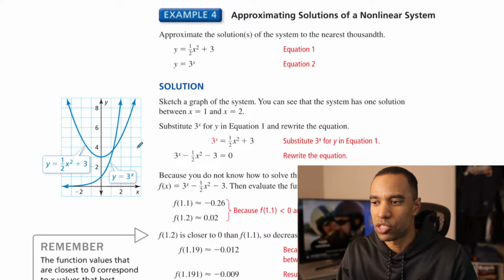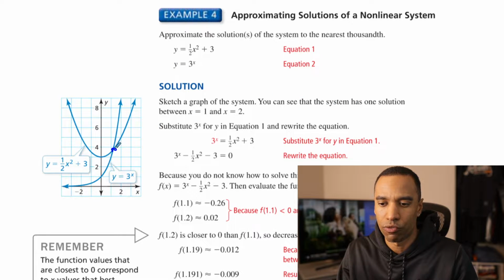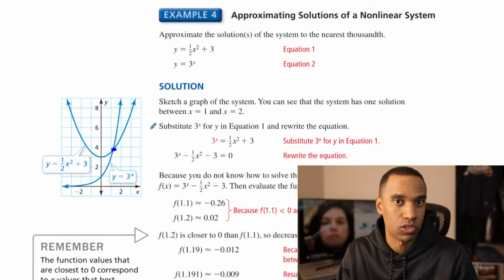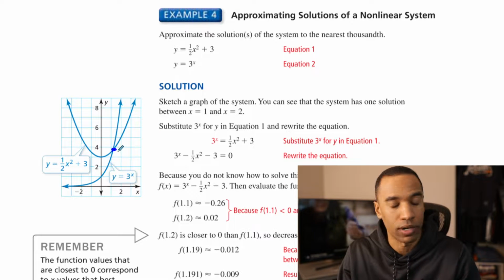Sketch a graph of the system. You can see the system has one solution between 1 and 2 for x. It's not exact. Don't round. At least don't round. Say it's 1 comma 4. It's not what it is, right?